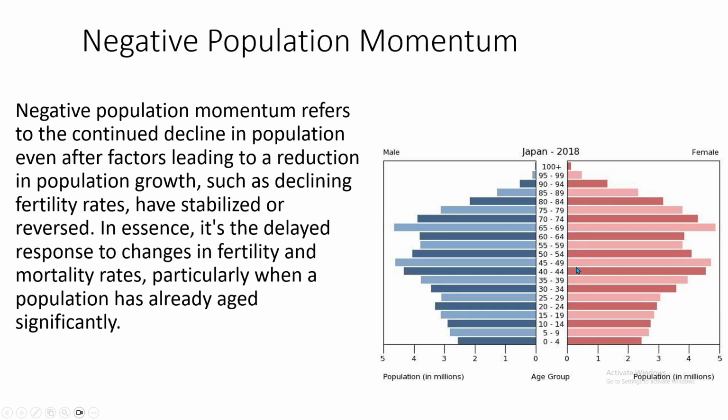We also have one called negative population momentum. It's the exact opposite. Let's look at Japan here. With Japan, we can see that the younger age brackets are some of the smallest cohorts. So that means that it's likely their fertility rate is already below replacement level. It's already below 2.1 for Japan currently. So that means their population is decreasing.